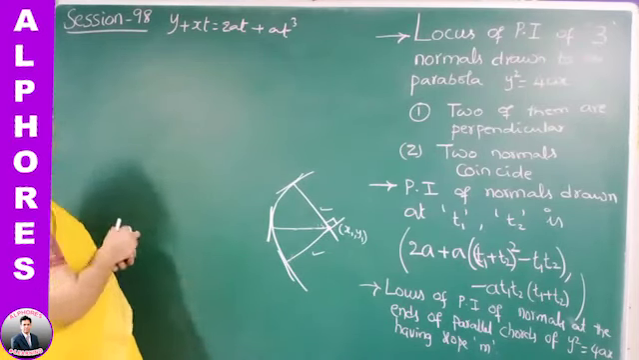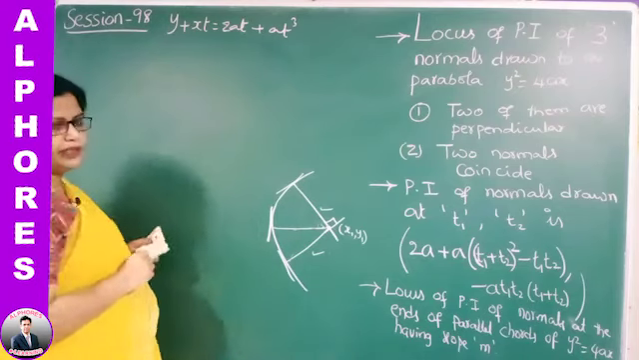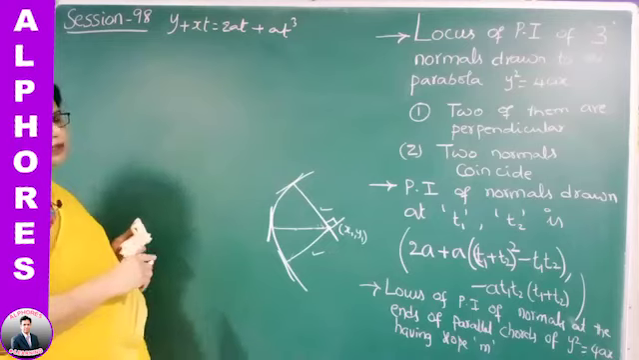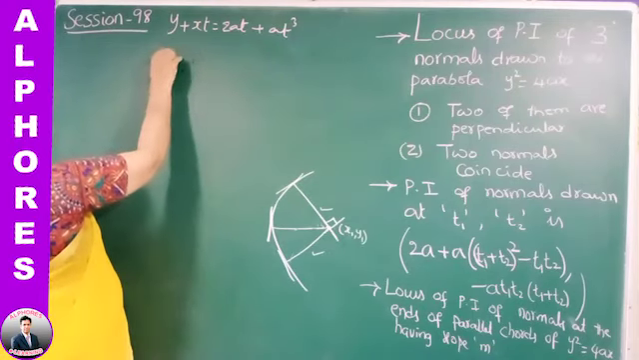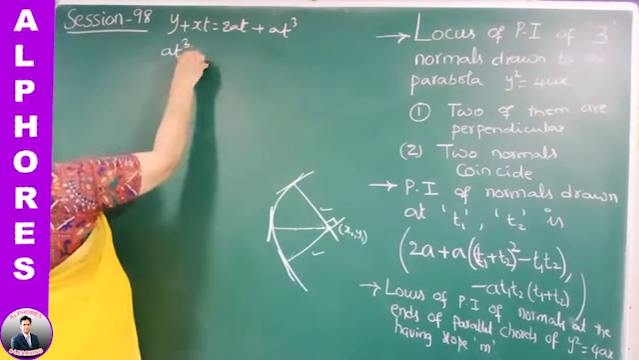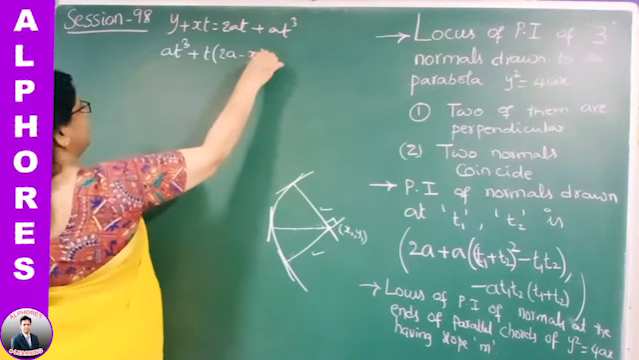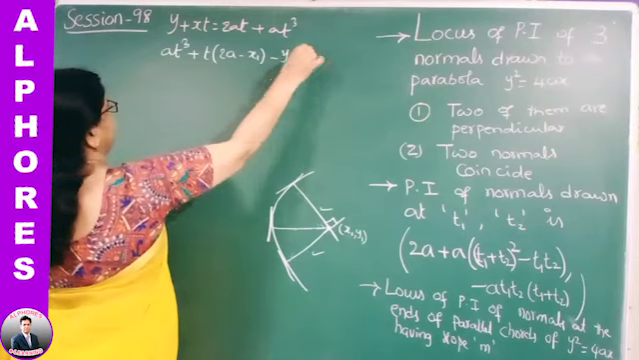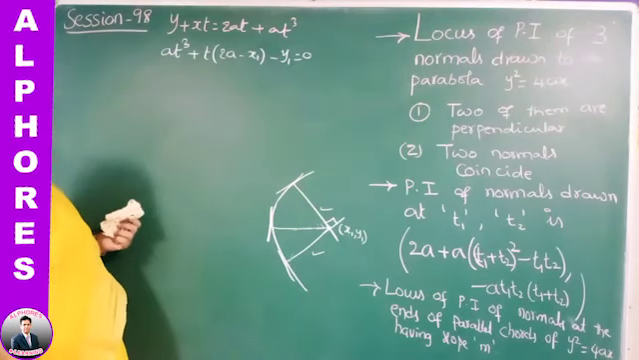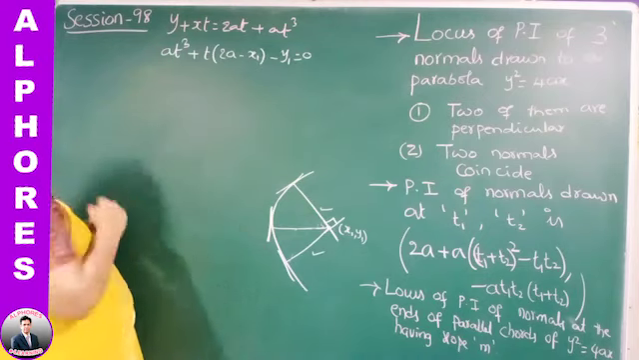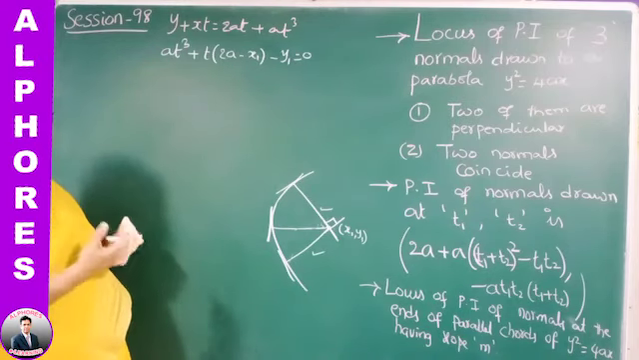Now let us take one of the points on the locus, x1, y1. If x1, y1 is any point on the locus, then it has to satisfy the equation. If we substitute, the equation is at cubed plus t, taking t common, (2a minus x1) minus y1 equals 0, right? And this is the condition. Now it is a cubic equation, and as said already, there are three normals.